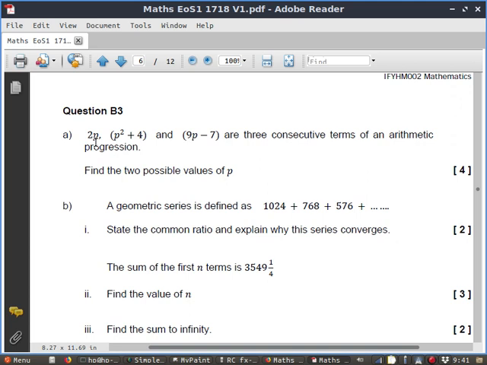We've seen the first question in class, haven't we? These 3 terms are AP. Find 2 possible values for P. Okay. Can you give that one a go? Just the A part here first.